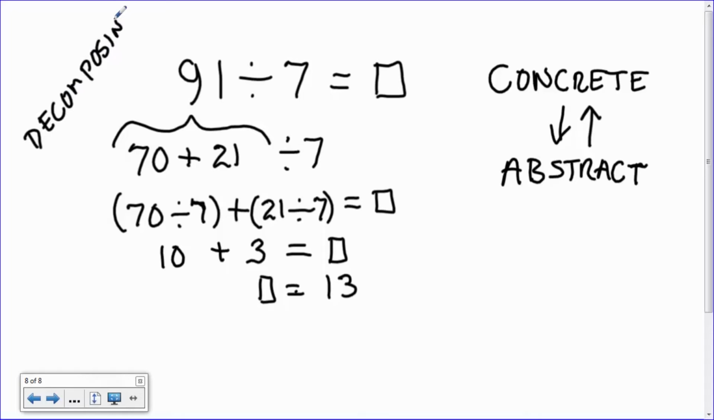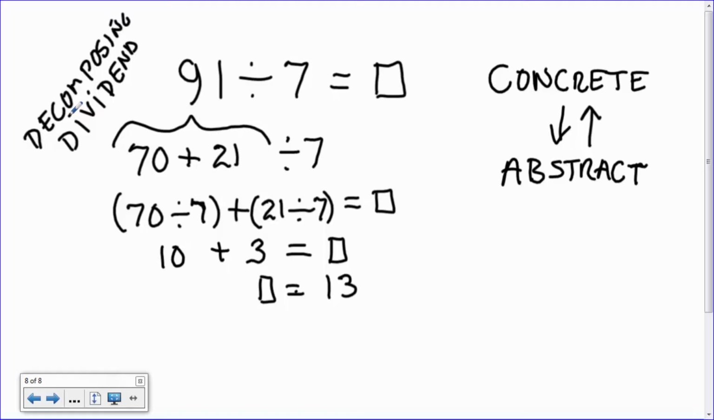So this is called decomposing the dividend. And remember, decomposing means to take a number and separate it by the addition symbol, separate it into components so that each of those parts, when put back together, give you the original number. And so this is called decomposing the dividend.